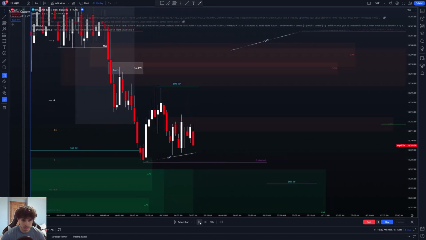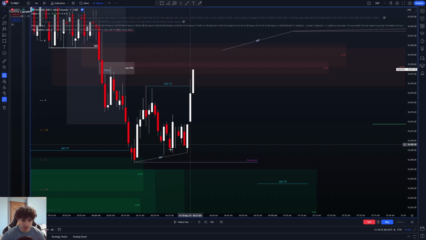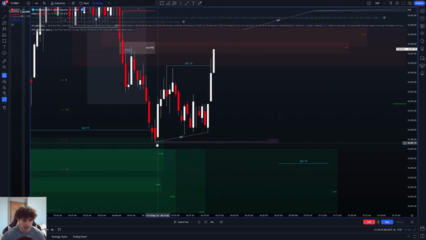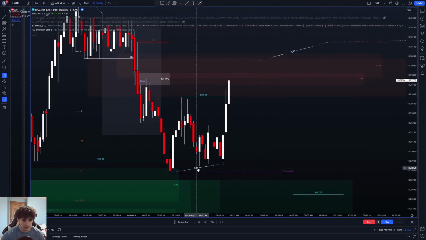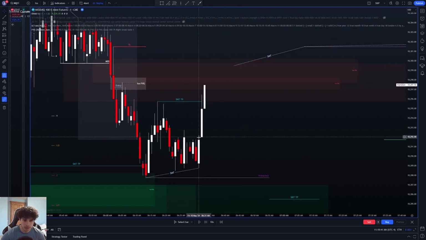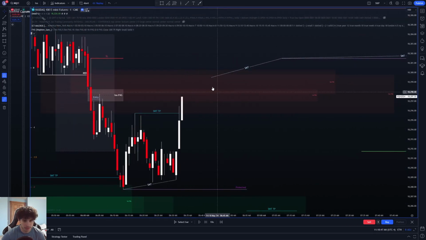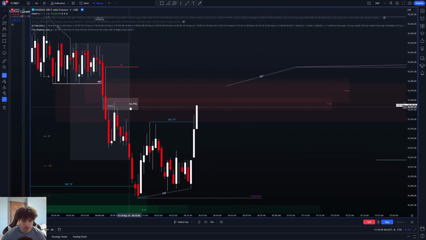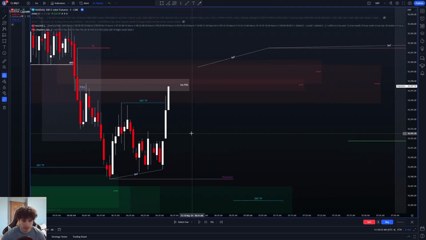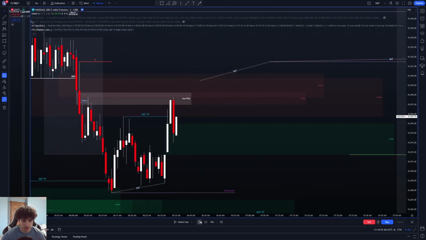Letting more structure build. We create an SMT right here, right? And protected low is going to be right here. We go straight up to this SMT TP. Now we did have displacement up followed by a gap, so this could be pretty bullish. But we also have a 15-minute and a 5-minute and a 1-minute all stacked right here. This 1 minute also has gotten previously respected, so we could see us sort of slow down entering into this.